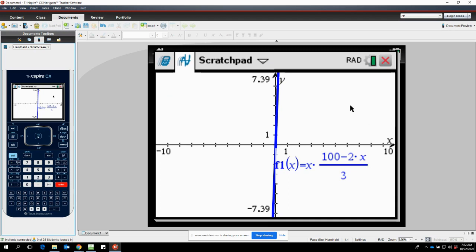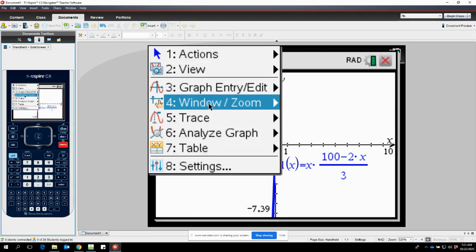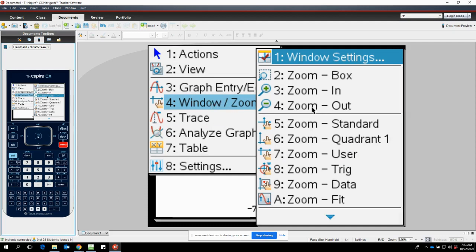And now you need to find a good window to make this work. So there's a couple of options. You can always just go to menu and then number 4, window zoom, and try to zoom out.